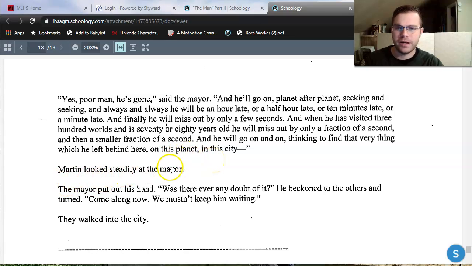Martin looked steadily at the mayor. The mayor put out his hand. Was there ever any doubt of it? He beckoned to the others and turned. Come along now, we mustn't keep him waiting. They walked into the city.